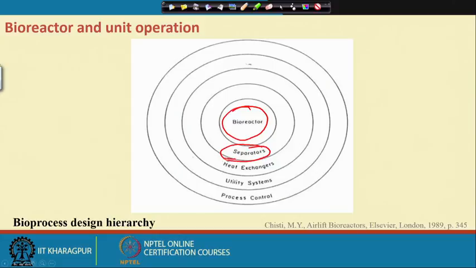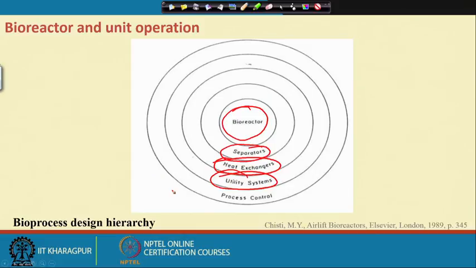Then there is the involvement of the heat exchanger, because as you know, any kind of chemical reaction or biochemical reaction depends on temperature. So, we shall have to maintain the temperature, and we require the heat exchanger. Then different utilities are also present in different industries; we might be requiring soft water, we might be requiring some steam. All this comes under utility.